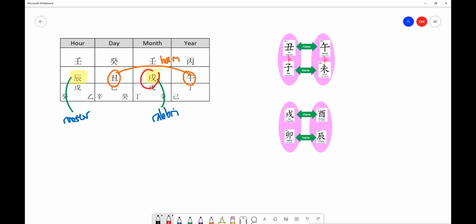This time, it is the other way around. This time, this one is not a harm, but this one is a clash. It's a bit different, because one is you being harmed. This is you are being harmed. This is you are being harmed.